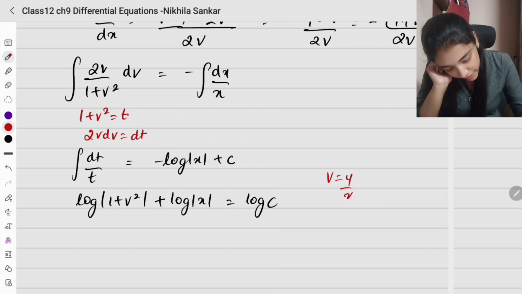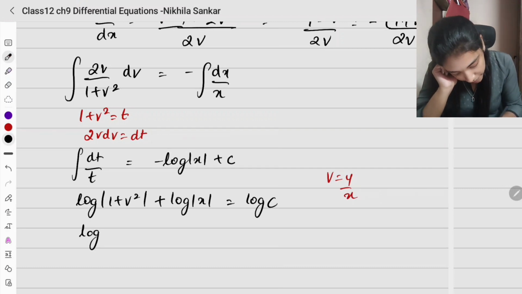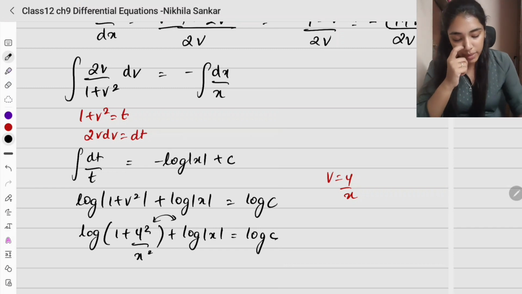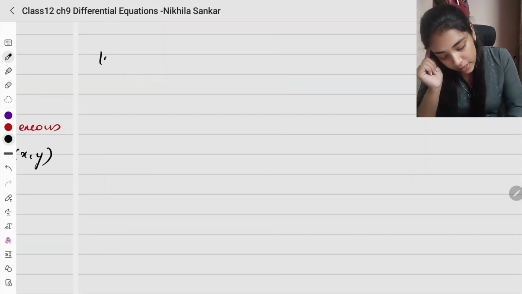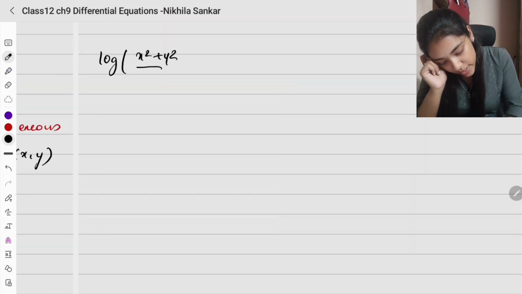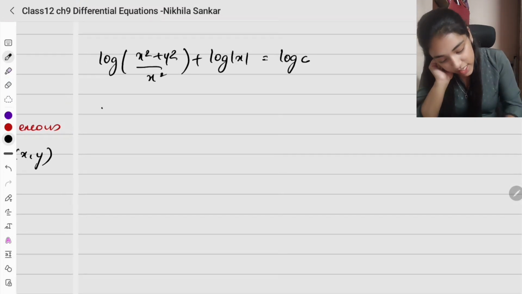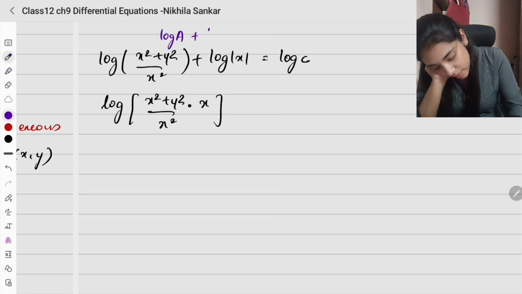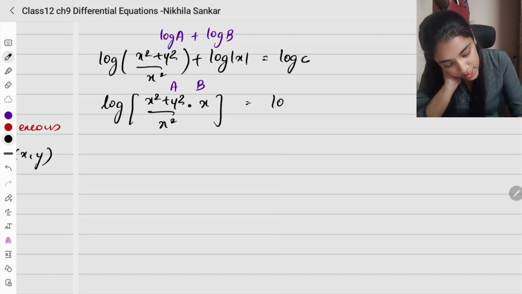What is my v? v equals y divided by x. If we put this, what happens? log of (1 plus y square divided by x square) plus log mod x equals log c. Here, the first is in the form log a plus log b, so I take log ab. I take the LCM inside. So I have log of (x square plus y square) divided by x square. Let's go step by step: log mod x equals log c. Now log of (x square plus y square) divided by x square times x. You see, log a plus log b equals log ab. Okay, did the formula come? Equals log c.